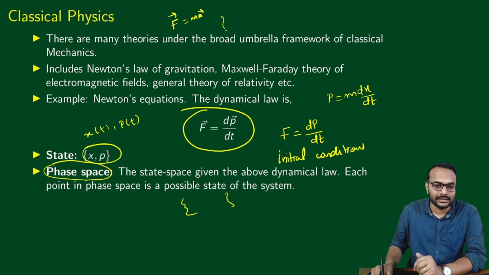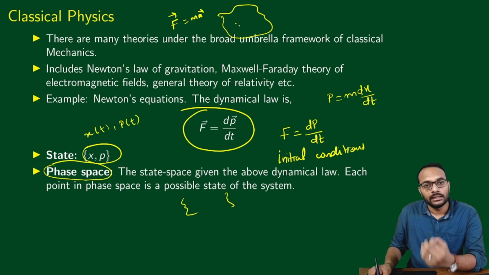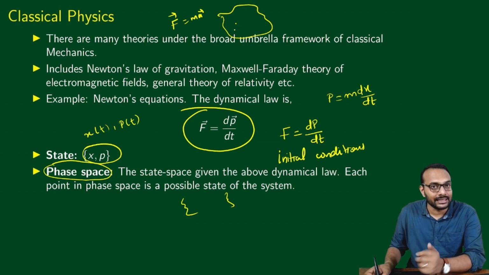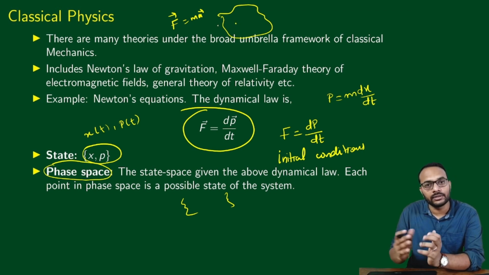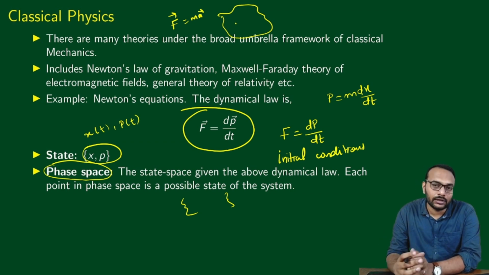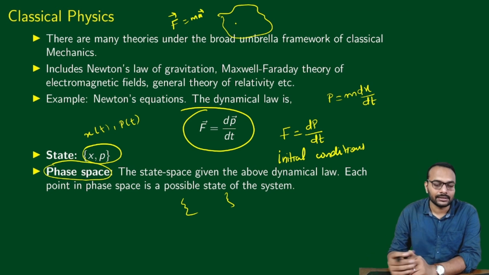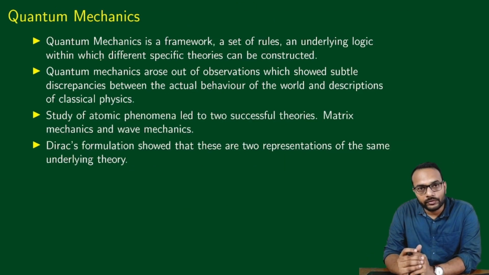You can think of it as some 6n-dimensional space. In order to specify each point, you need 6n numbers, 3n positions and 3n momenta, where n is the number of particles. That would give you one possible state of the physical system. So corresponding to any physical system, you can think of a phase space. That was an overview of classical mechanics.